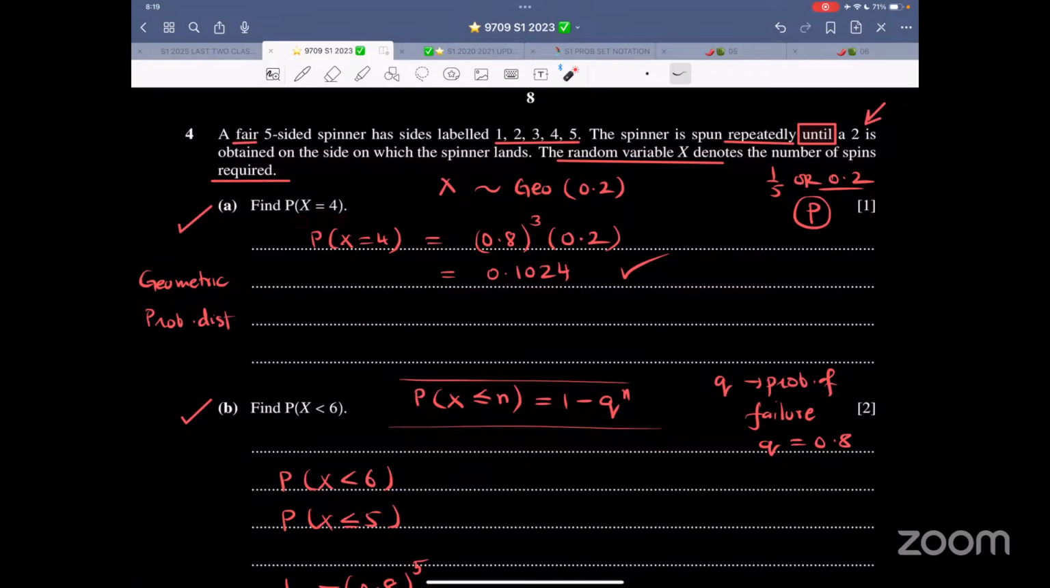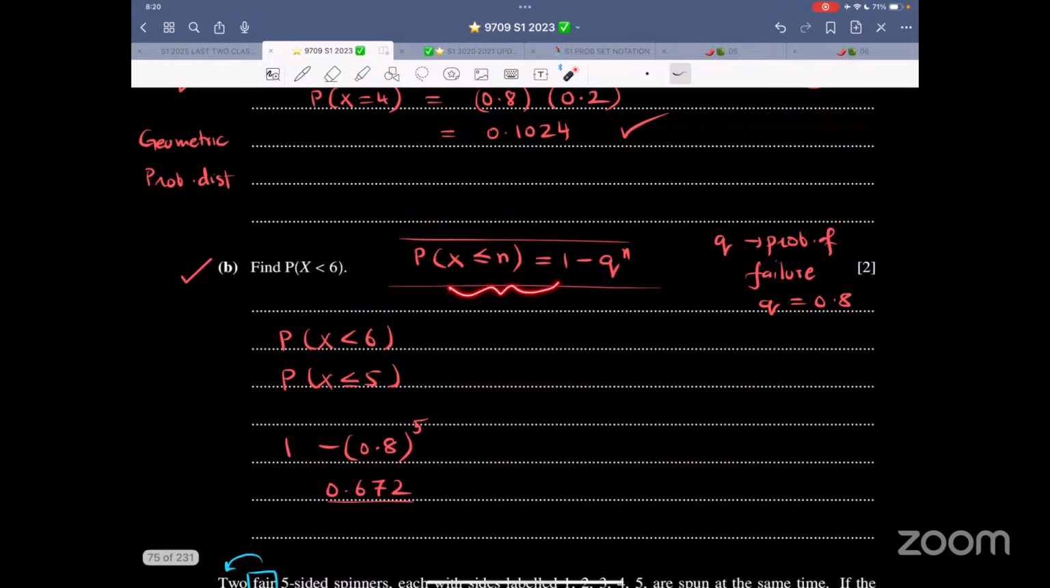That means our focus is 2. All the numbers have equal probability. The probability is 0.2. X follows the geometric distribution. X is equal to 4 means the success is on the 4th. There were 3 failures. So failure, failure, failure, success. That is failure cubed times success. That is the answer, exact.